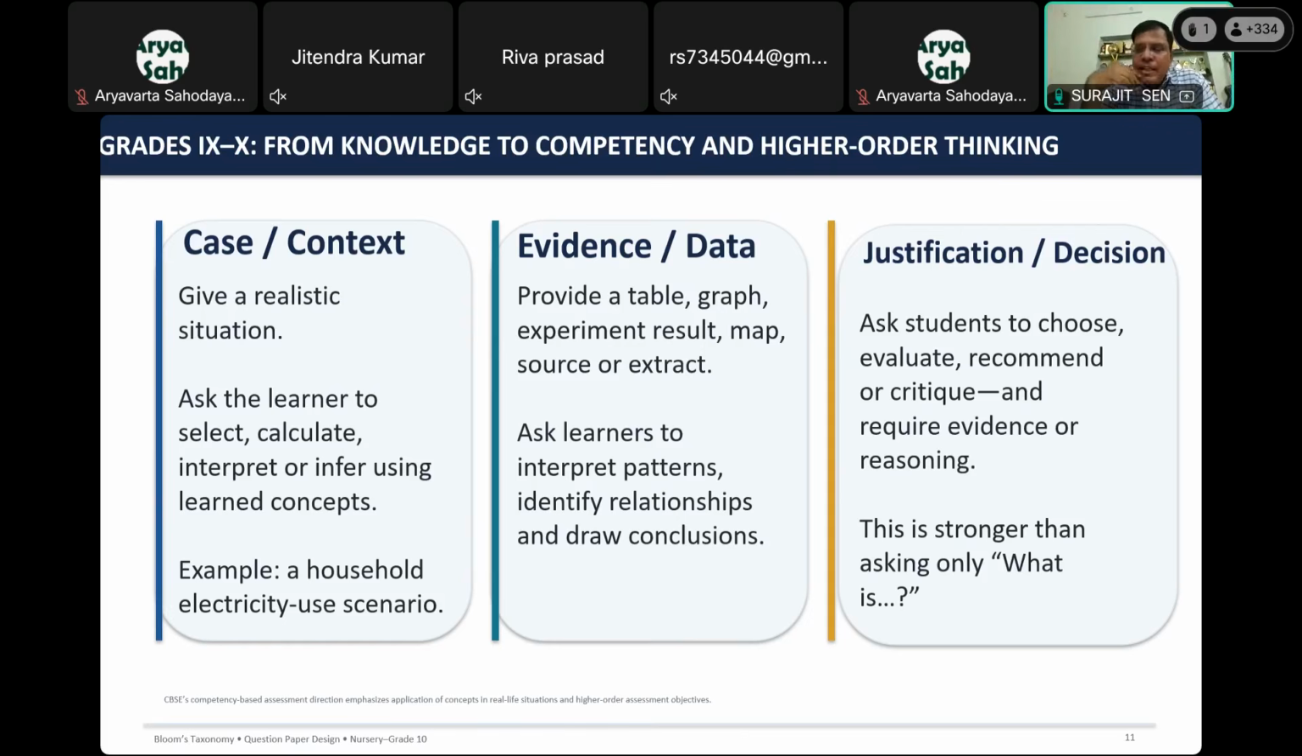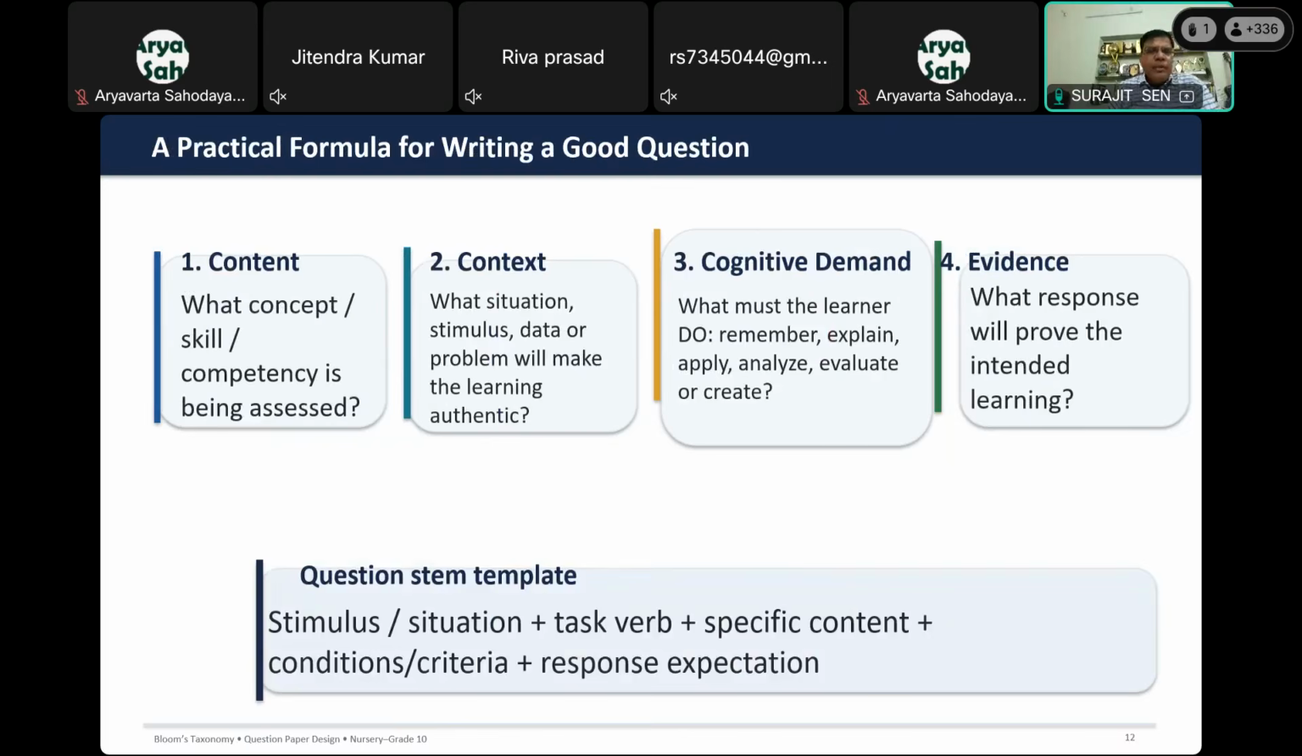There is a stronger approach than asking only what. Instead of asking what, you can ask why, how, and when. All these three can be added up and we can get the question and get the learning. A practical formula for writing a good question paper.